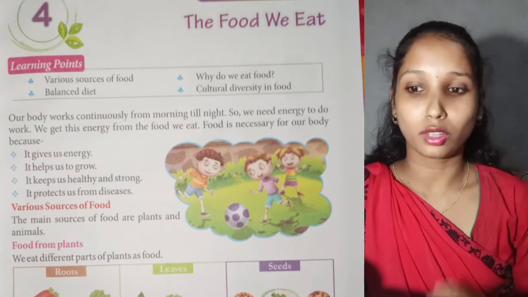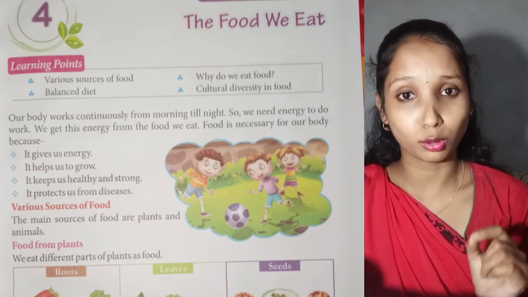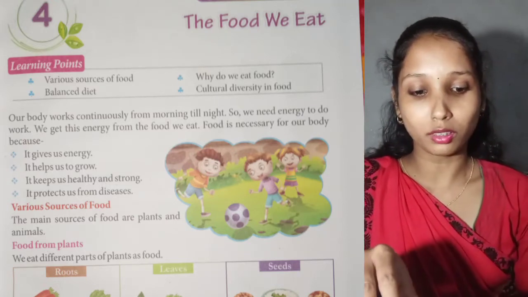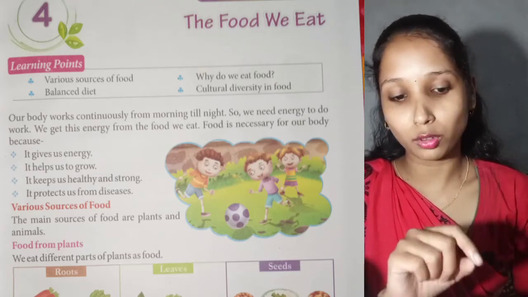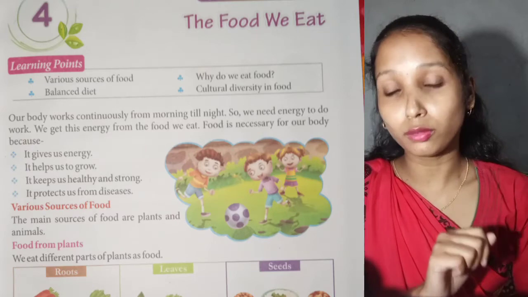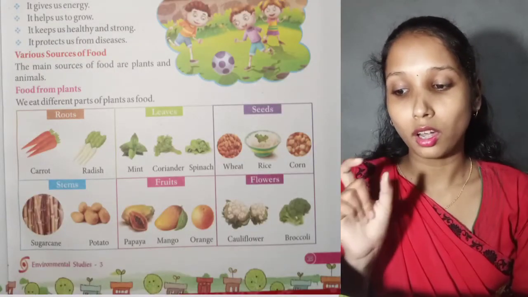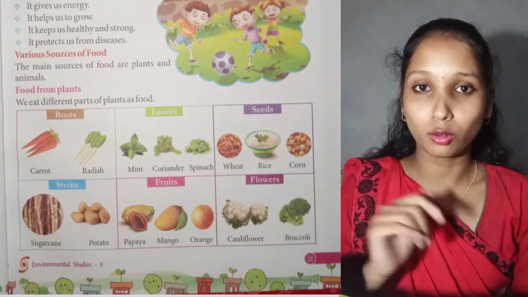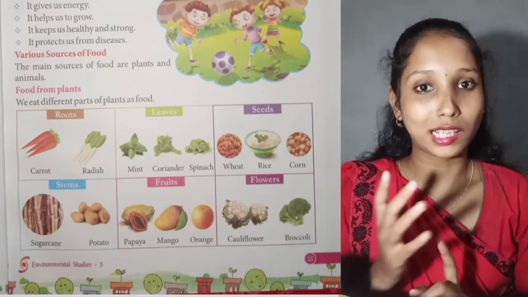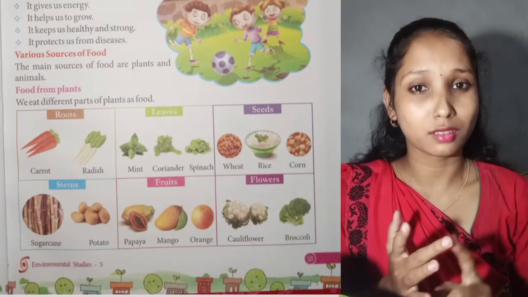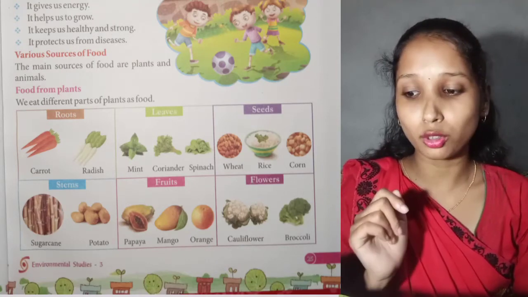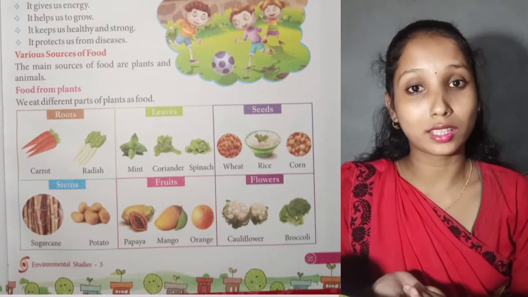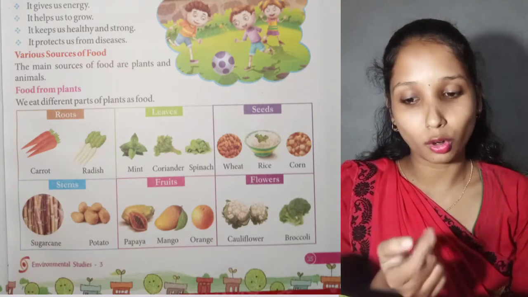Okay, understand? So on this page we have discussed how food is helpful to us and what the various sources of food are. Then come to page number 26, and on page number 25 there are various foods from plants. So roots: we get carrots and radish. These are the parts of plant that are roots. You know the various parts of a plant: leaves, flowers, seeds, roots, stem, etc. So carrots and radish are the roots of a plant. Then leaves, we also eat leaves. So what are those? Mint, coriander, spinach.